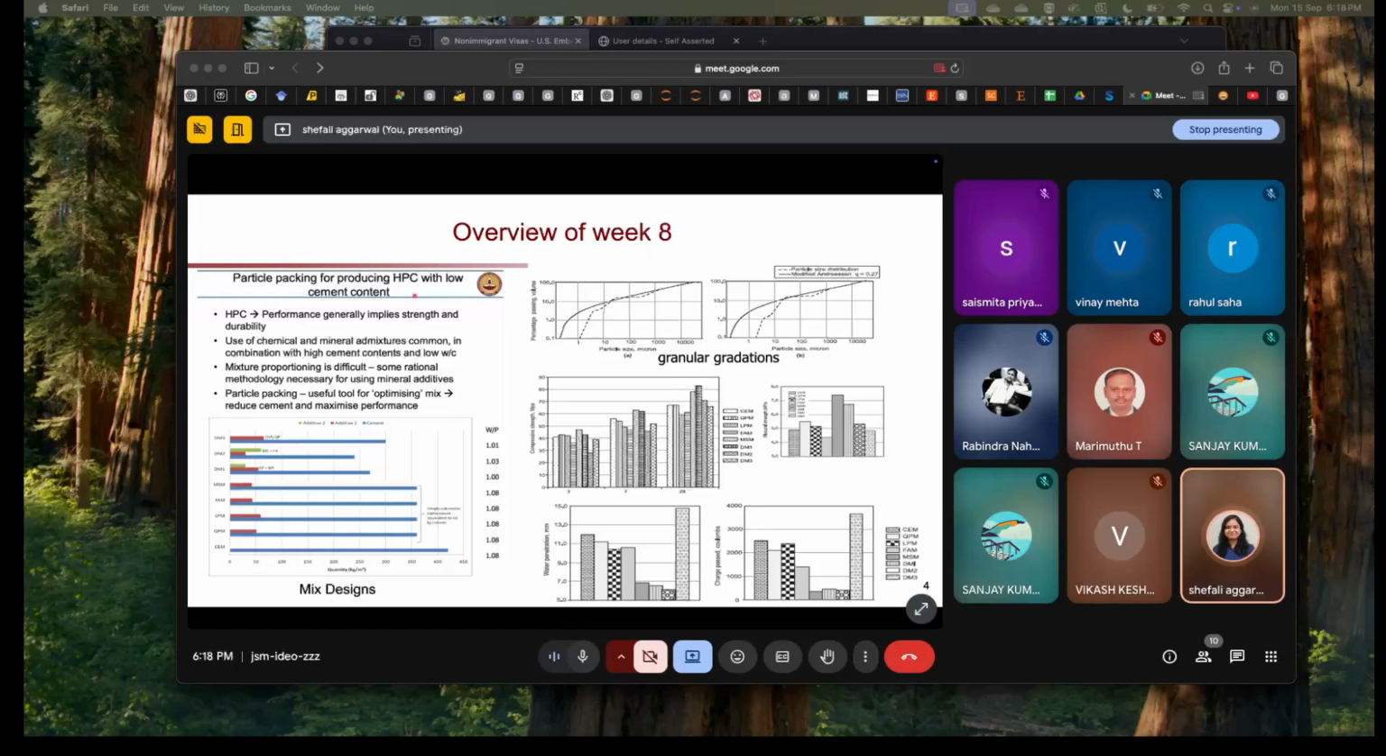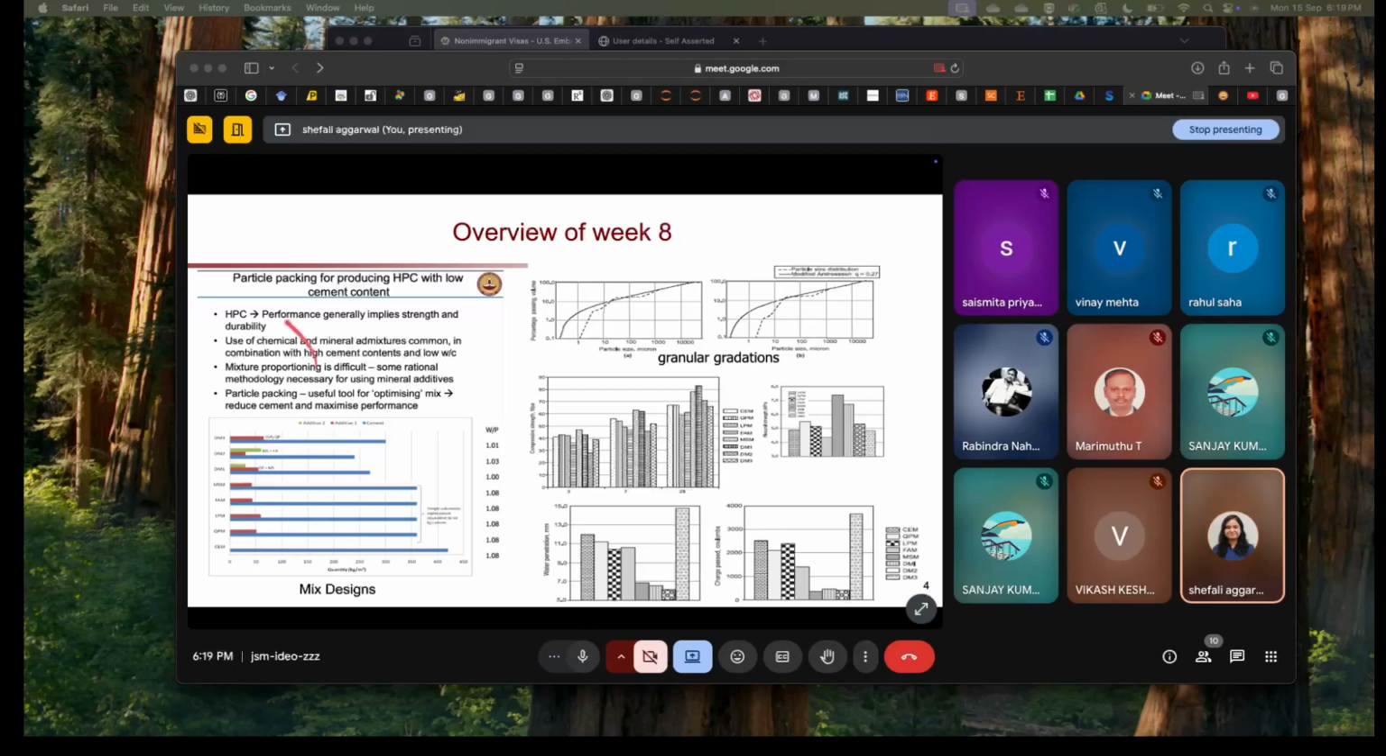Last lecture we talked about different testing methods like sorptivity, water absorption, then RCPT. All those test methods will come under durability criteria. So when we are making any type of concrete, we should make sure that it doesn't only satisfy the strength criteria. It should also satisfy the durability criteria.